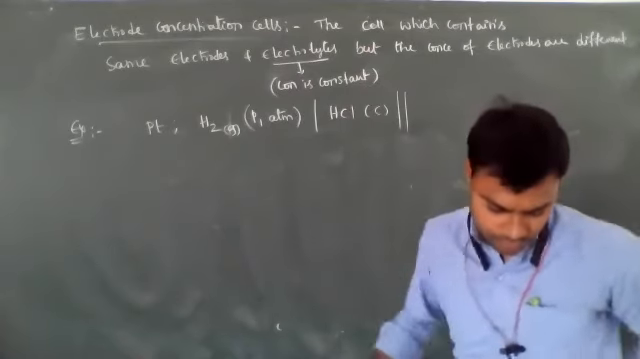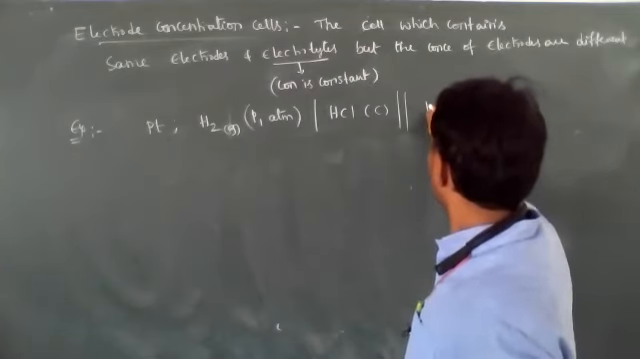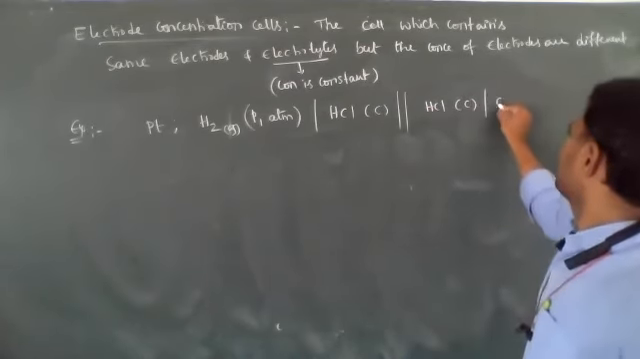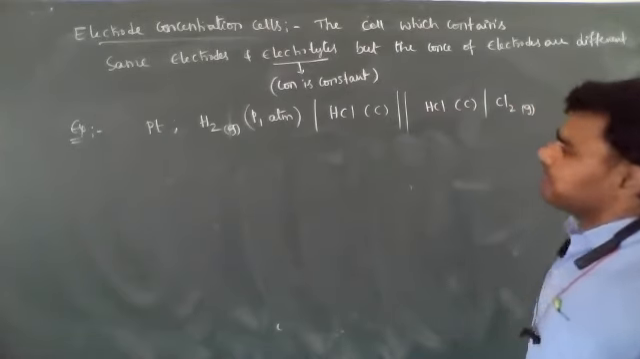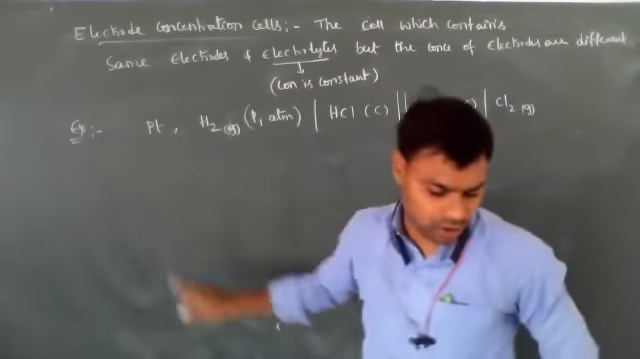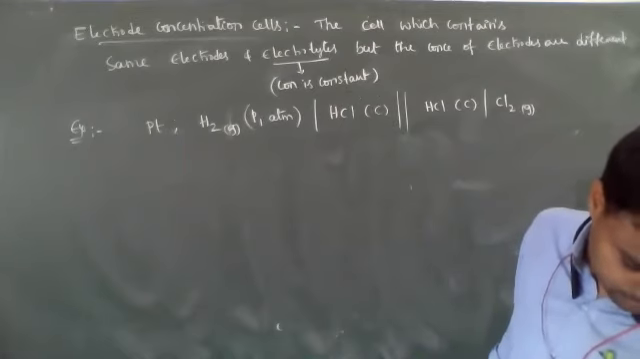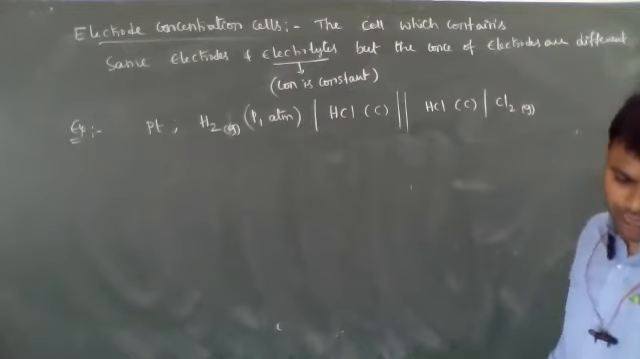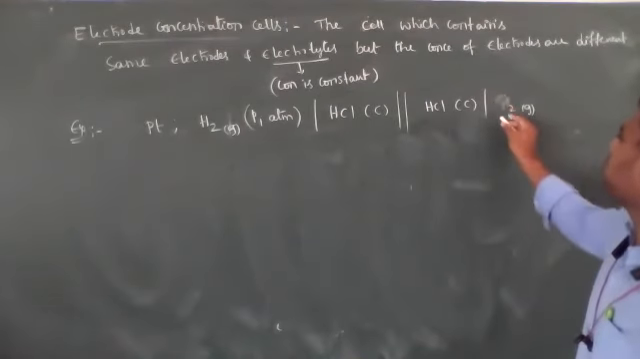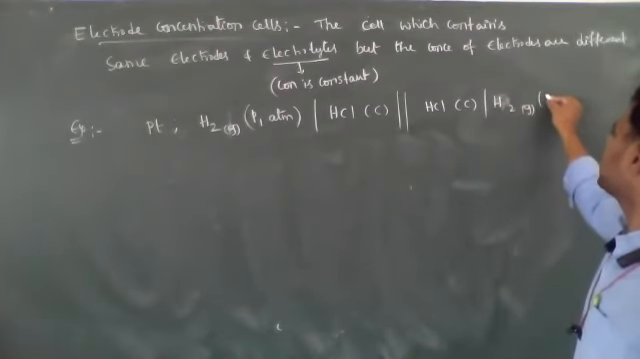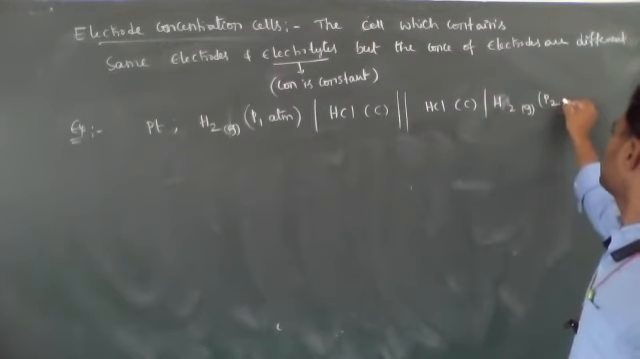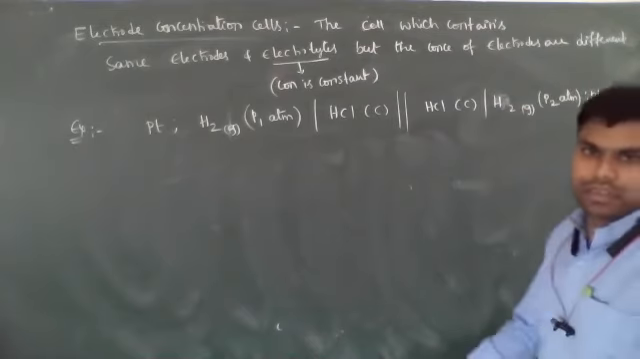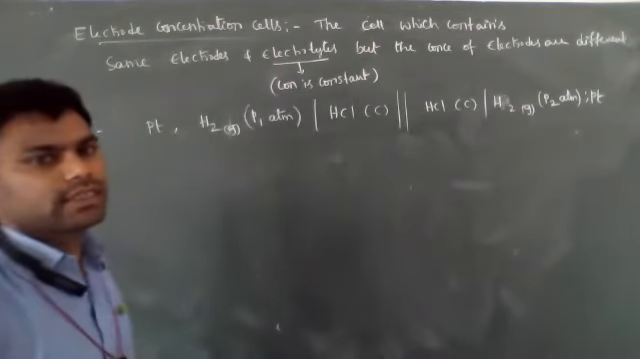Then HCl, its concentration is C. Different electrodes are present. Here a hydrogen gas electrode, and the other one also we take hydrogen, otherwise chlorine is also no problem. H2 gas, its pressure is P2, and platinum electrodes, inert electrodes. In that case, what is the EMF of the cell?